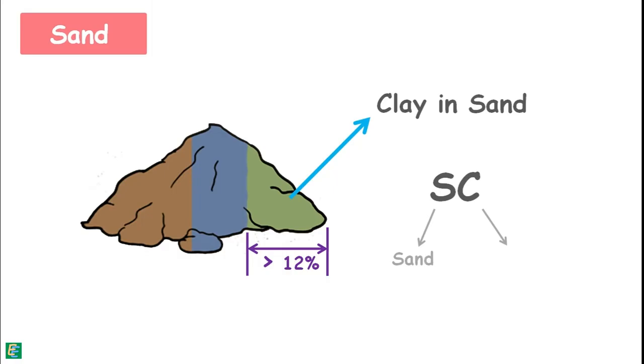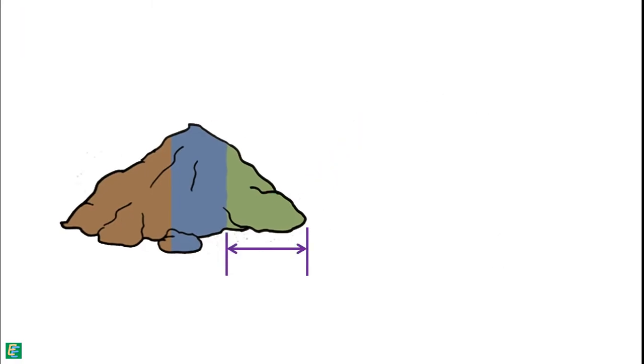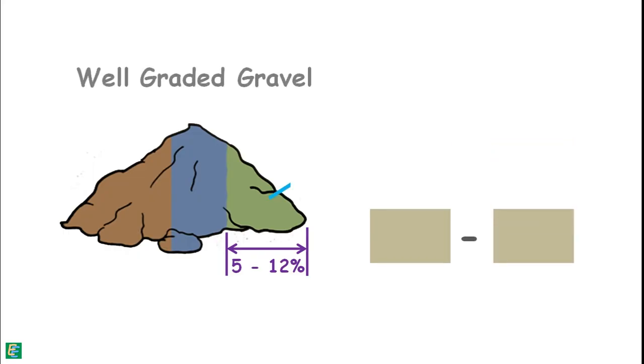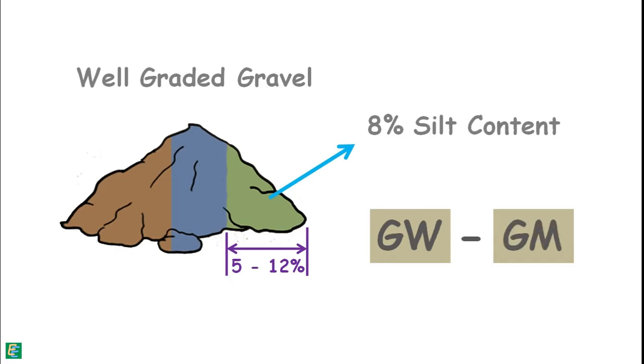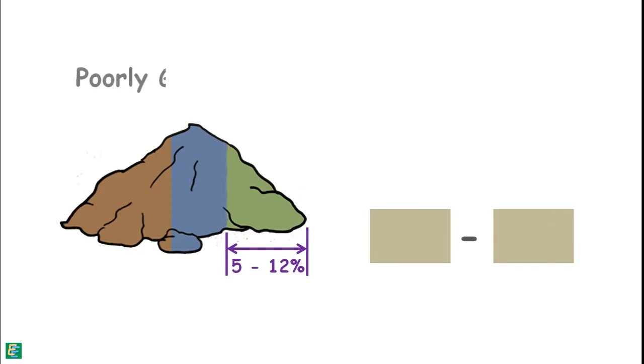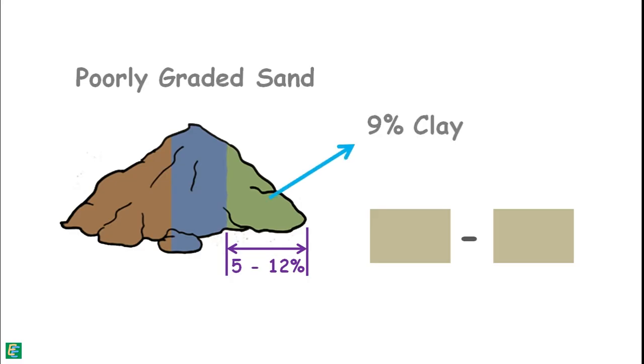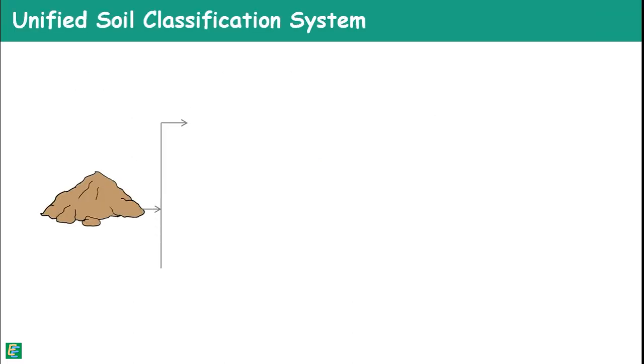If the percentage of fines in coarse soils is between 5 to 12%, then we use dual symbols to represent them. A well-graded gravel having 8% of silt content is represented as GW-GM. Similarly, for poorly graded sand having 9% clay content, the symbol will be SP-SC. And similarly, others.